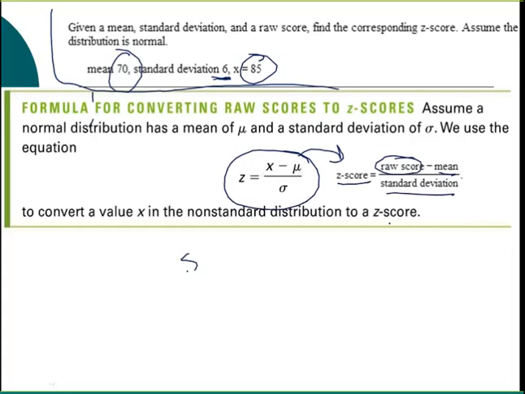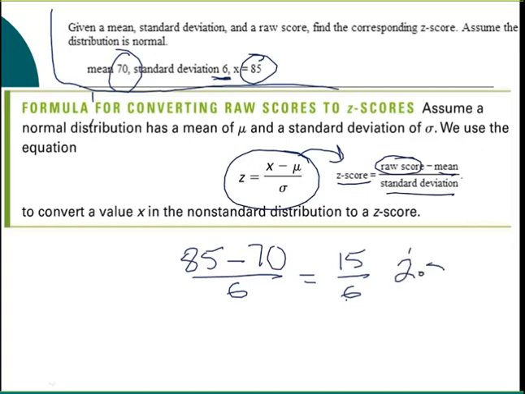So we take our raw score of 85, we subtract our mean, which is 70, and we divide it by our standard deviation, which is 6. You throw it into your calculator, 15 divided by 6, and that gives me 2.5. So this is exactly 2.5 standard deviations away from the mean. So this is my z-score.